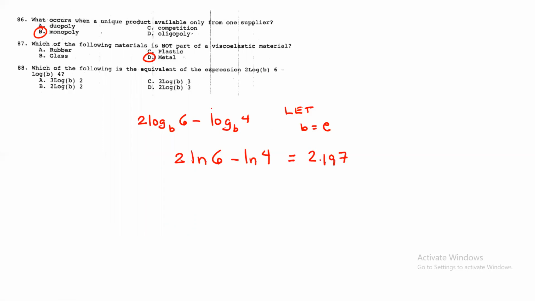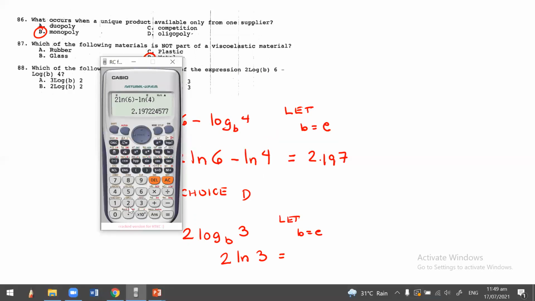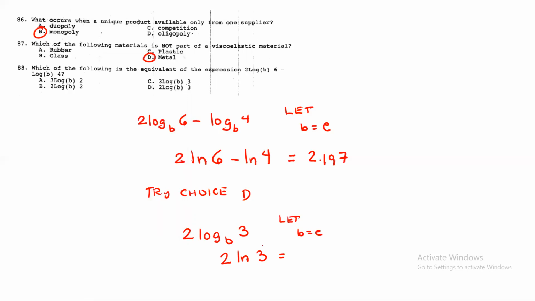Then mag-try tayo sa choices. So try choice D. So 2 log to the base b of 3. So let rin natin 'to, b is equals to e. So alam natin log to the base e is ln. So 2 ln ng 3 is equal to, dapat mag-equal rin yan sa sagot, no? 2 ln ng 3. So 2.197. Therefore, ito na yung sagot.